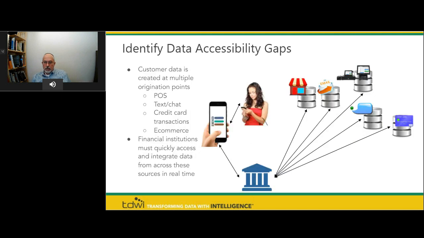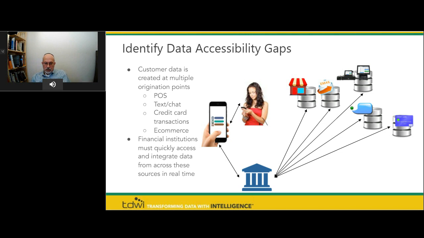So let's say we want to be able to do this. We have to start at the beginning, and we have to look at some of the best practices to get to the point where we can feel comfortable doing that data layer modernization. The first item I would say is identifying data accessibility gaps. So here's an example in this image.